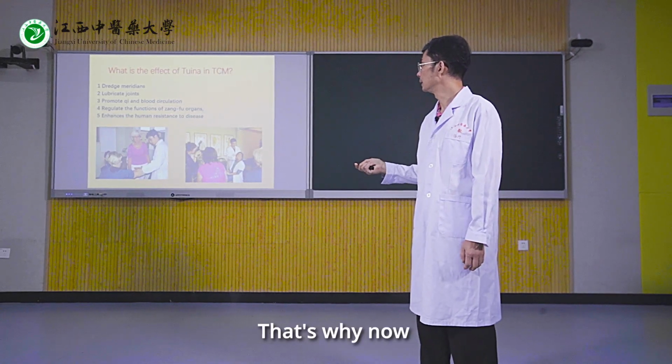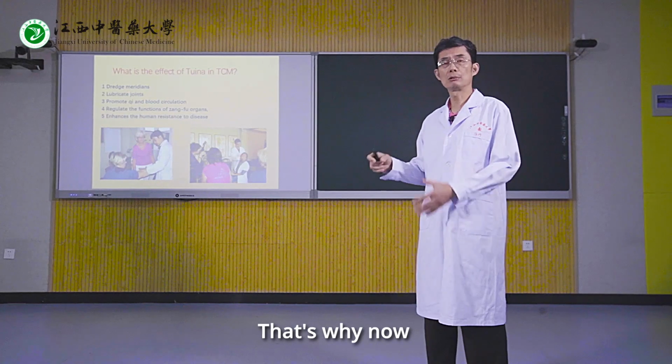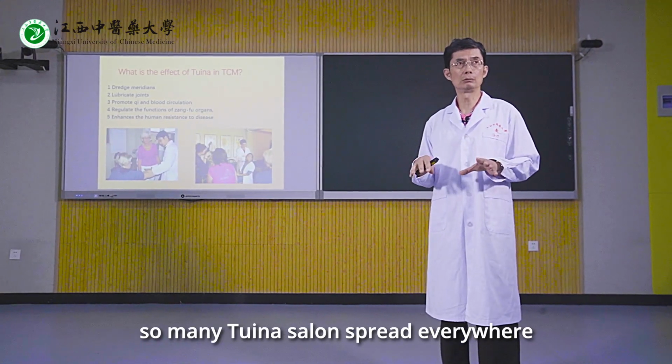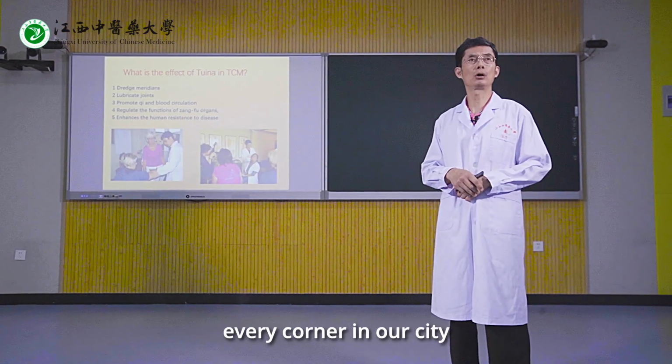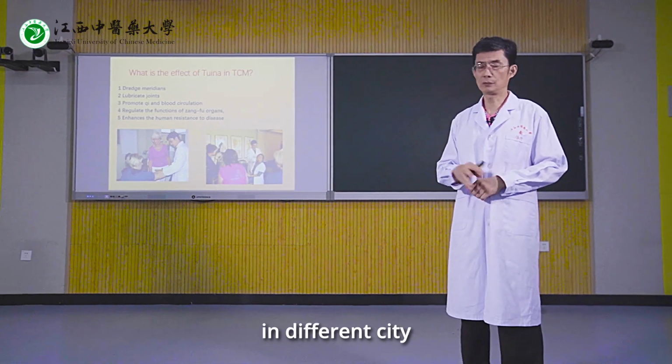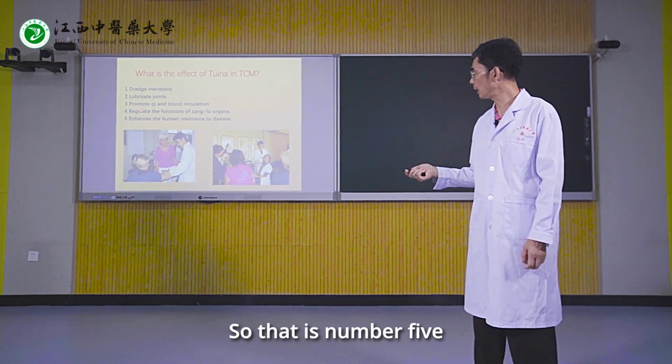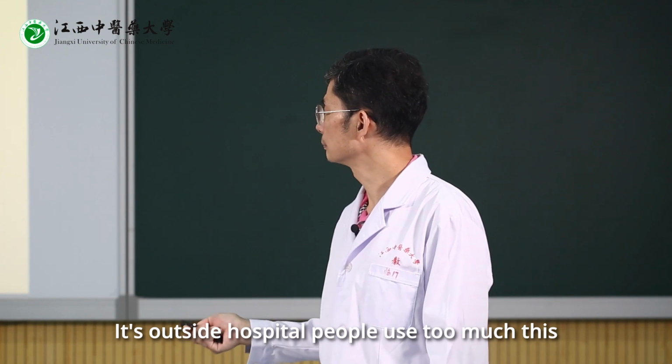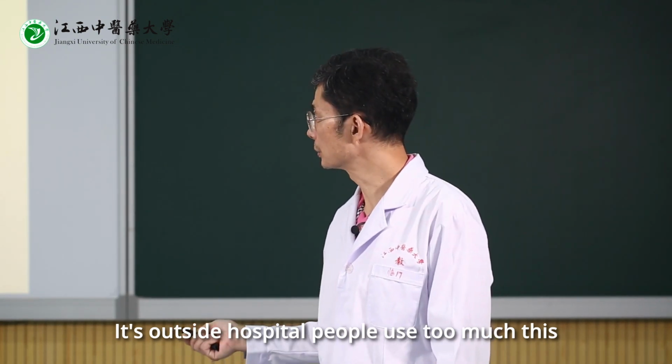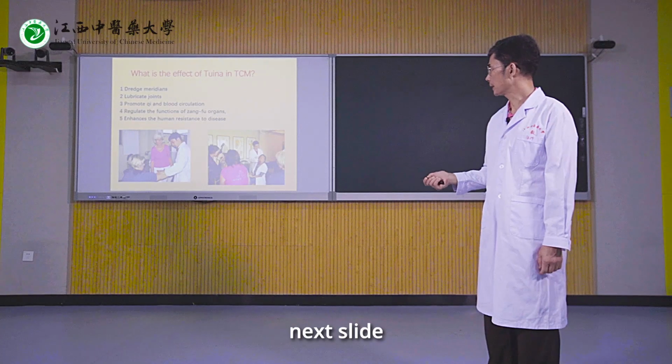That is why nowadays so many tuna salons spread everywhere, in every corner of our city, in different cities. So that is number 5. Outside the hospital, people use this too much. Next slide.